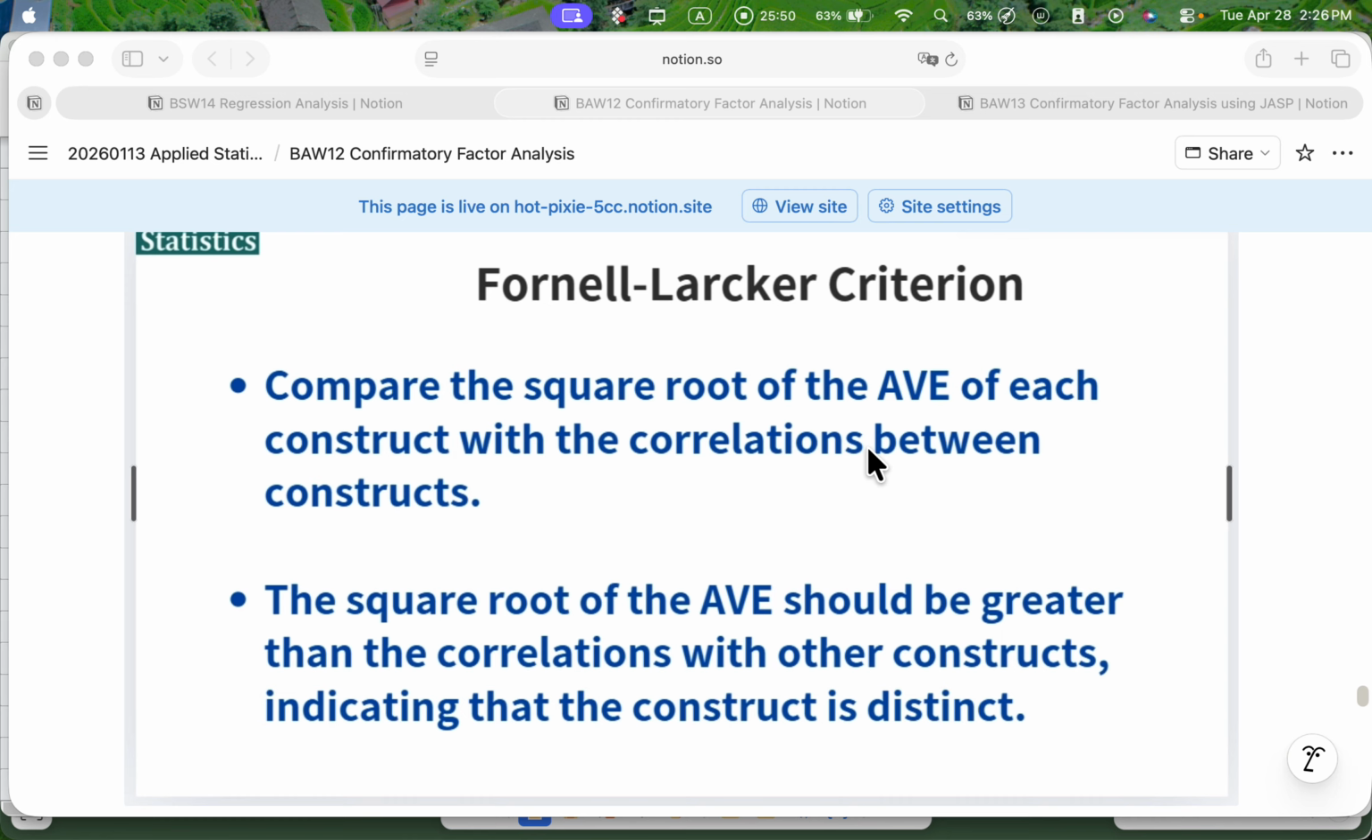So you have to report a table that looks like this one. I have shown it in the course material. You can see it later.